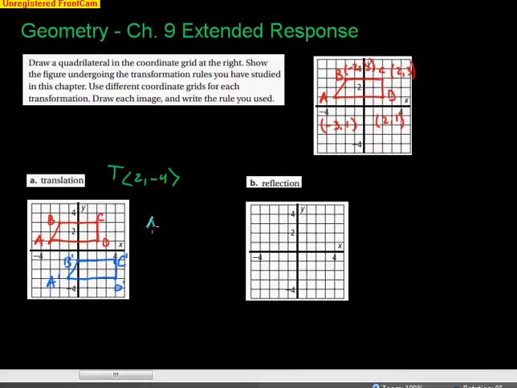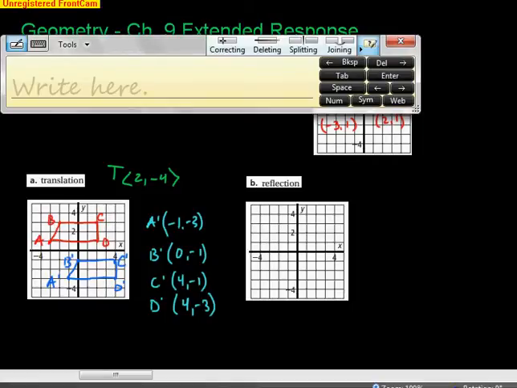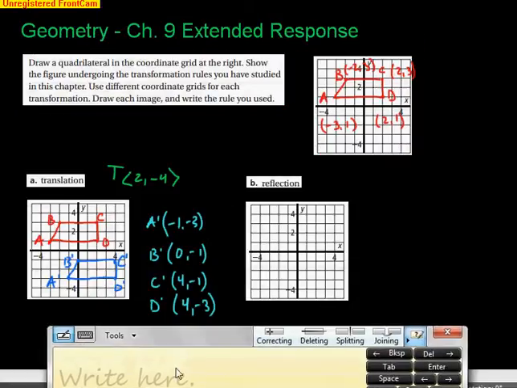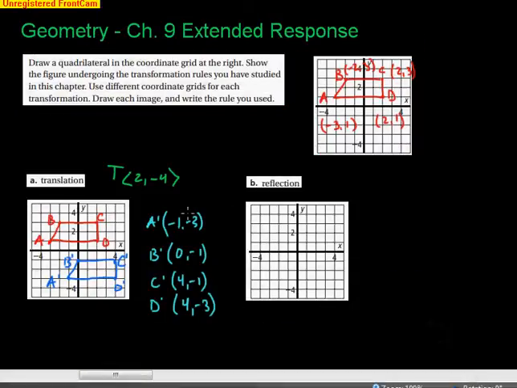And on the side here, I'm going to write the coordinates. So A prime became negative 1, negative 3. B prime is 0, negative 1. C prime is 4, negative 1. And D prime is 4, negative 3. Alright, next one. Slide down. Okay. Next one, reflection.